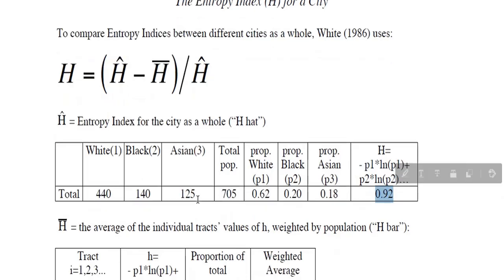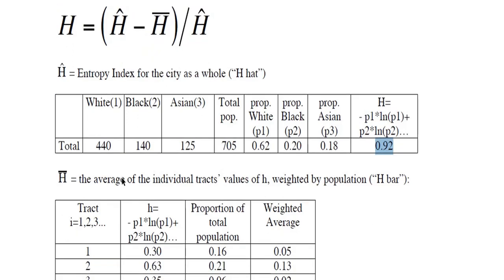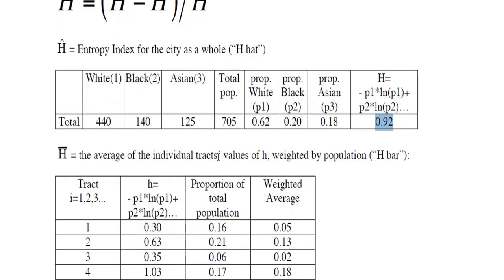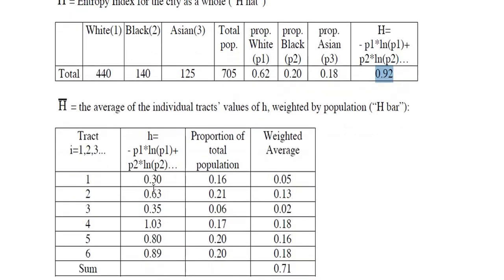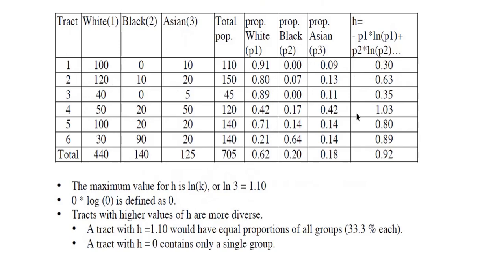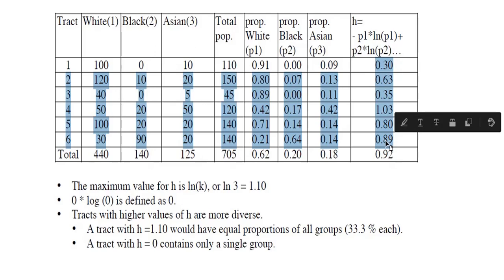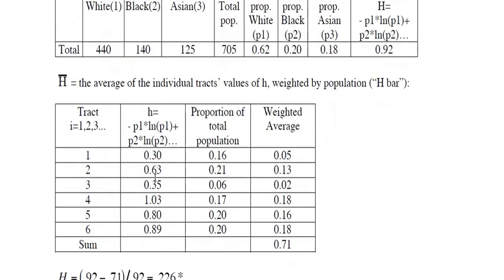0.092. Now if we look at the H bar, what is H bar? H bar is the average of the individual tracts' values of h. We have already calculated 0.30, 0.63, 0.35, 0.103, 0.80, 0.89. So the values are the same. There are 6 tracts and we will have these values, from 0.30 up to 0.89. These are the same values.